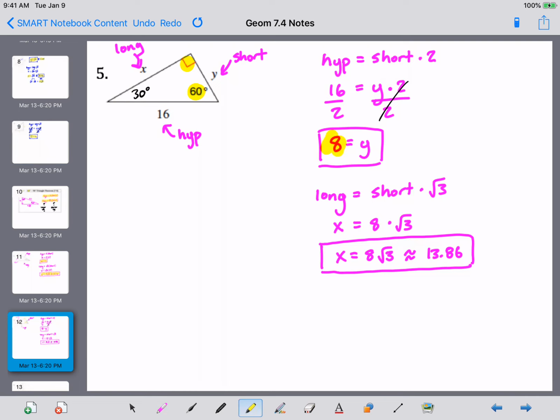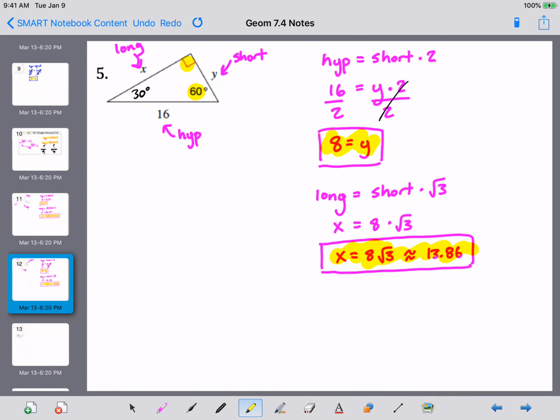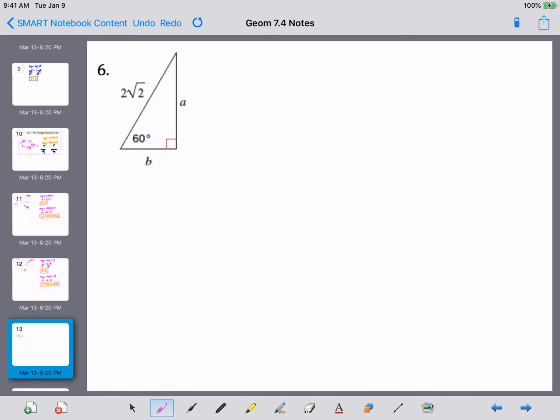Okay, so we got our short leg and our long leg, and let's do one last example. All right, so example 6, let's start by labeling what we know. We know that 2 square root of 2 is the hypotenuse. And then we have our short leg is b, and our long leg is a.